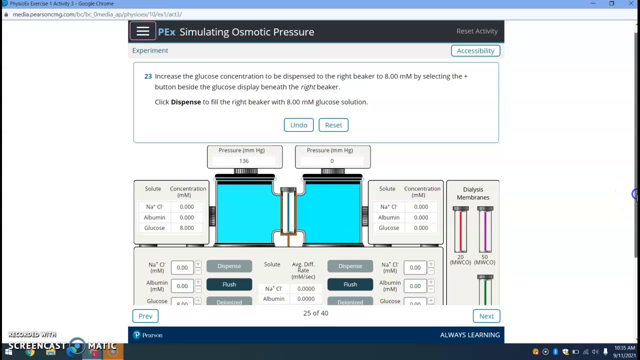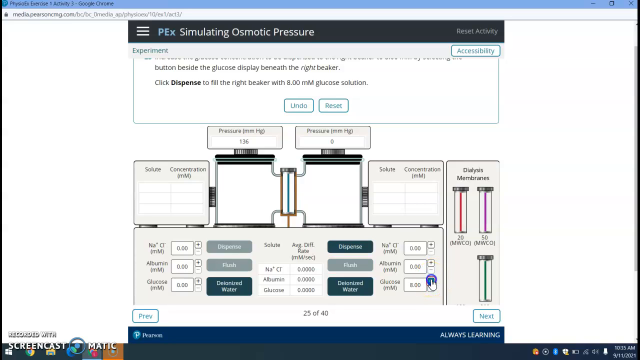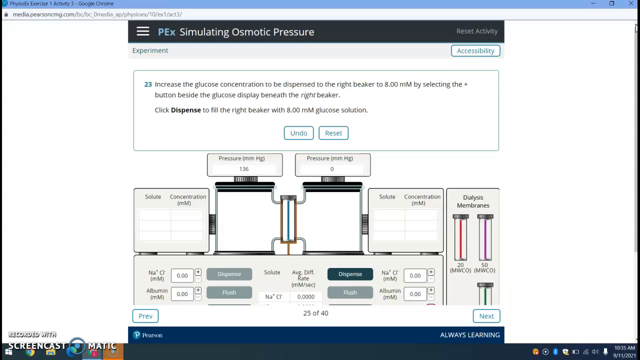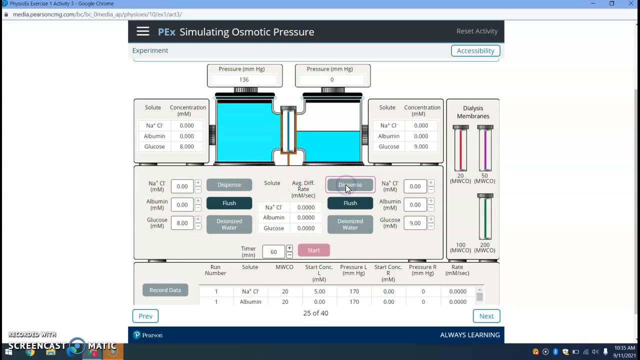Okay, so I'm going to scroll down just a little bit and the right beaker. Okay, well, maybe I need to flush first, huh? Sorry. Okay, so now in the right beaker, glucose to 8. All right. But it seemed like it was also supposed to be 8 in the left beaker. If I'm wrong, I'm wrong. We'll just see.